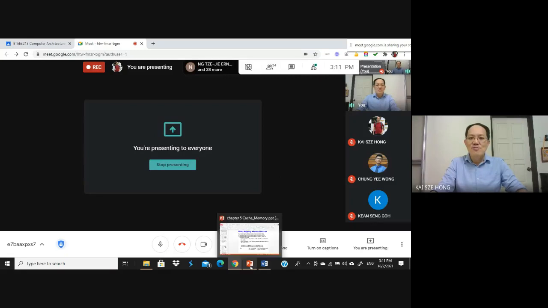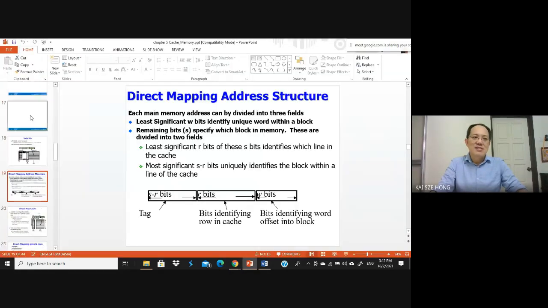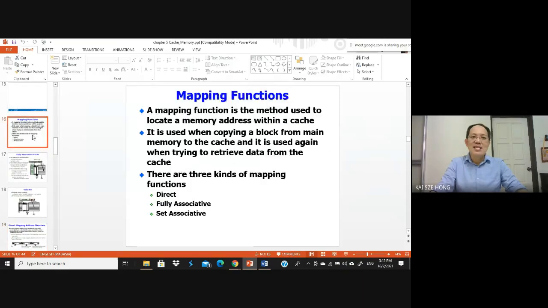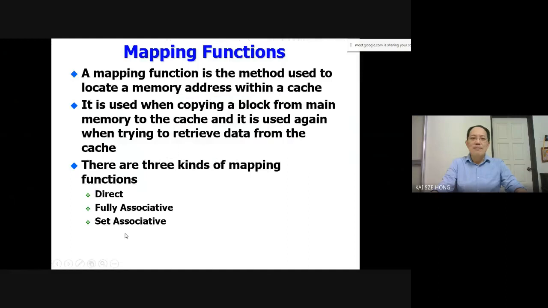So as you can see here, previously we have already studied this. So we know that there are three types of mapping inside a cache. The first one is the direct, the second one is fully associative, and the third one is set associative. As I said, I learned this for a few years and still didn't understand. After that only I understand.